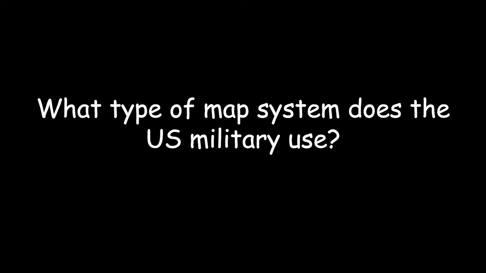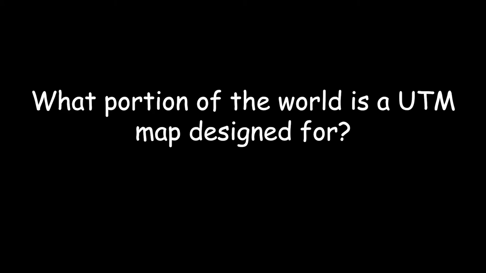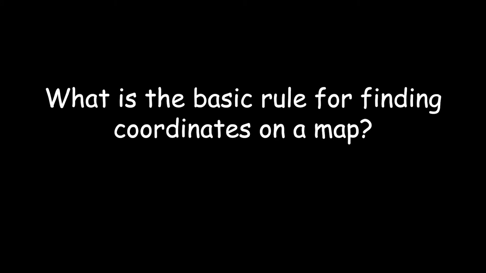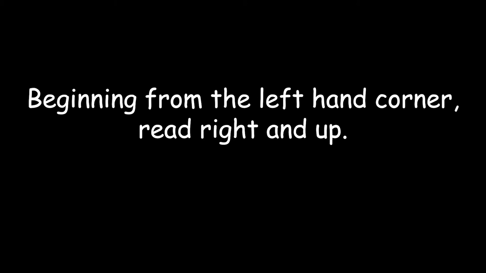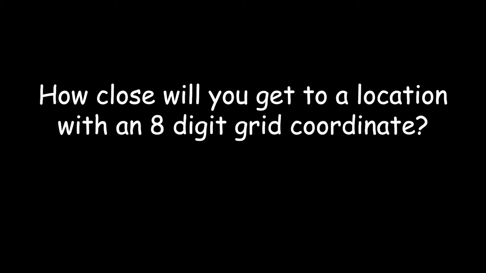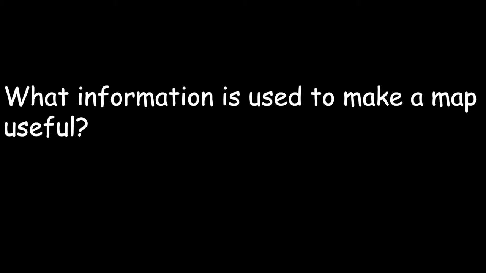Lines of latitude are also known as what? Parallels. What type of map system does U.S. military use? The Universal Transverse Mercator, UTM. What portion of the world is a UTM map designed for? The part of the world between latitude 84 degrees north and latitude 80 degrees south. What is the basic rule for finding coordinates on a map? Begin from the left-hand corner and read right and up. How close will you get to a location with a 8-digit grid coordinate? Within 10 meters.